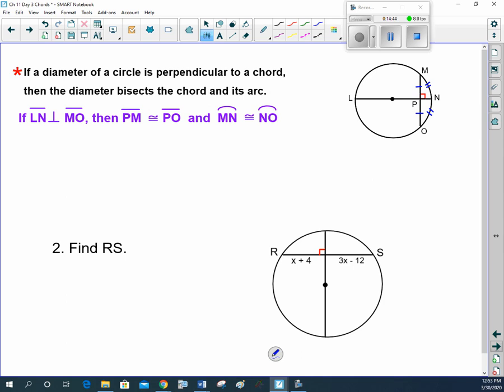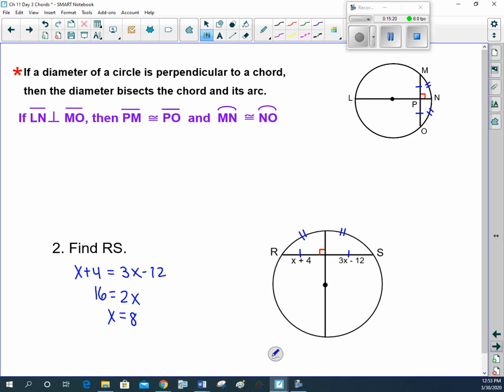So down here it says find RS. Notice in our notation, I see the center dot. So I know this is a circle and it's marked perpendicular. So that means this part of the chord and this part of the chord are equal, and those two arcs are equal. Well, we're trying to figure out what x is, so I guess we'll just put them equal to each other. x plus 4 equals 3x minus 12. Solve that for x. You get 16 equals 2x, so x equals 8.